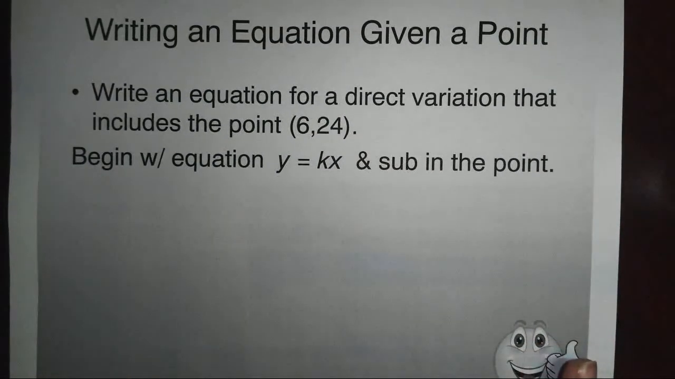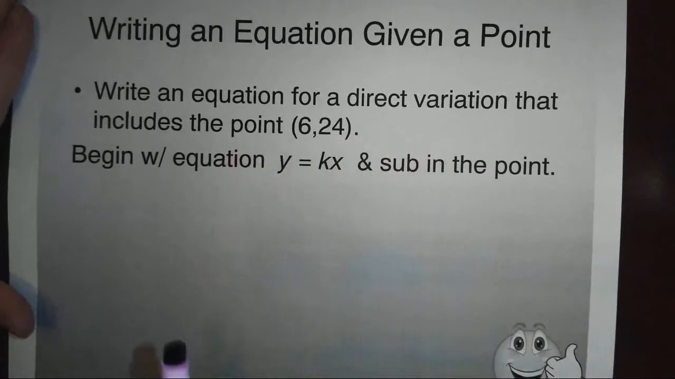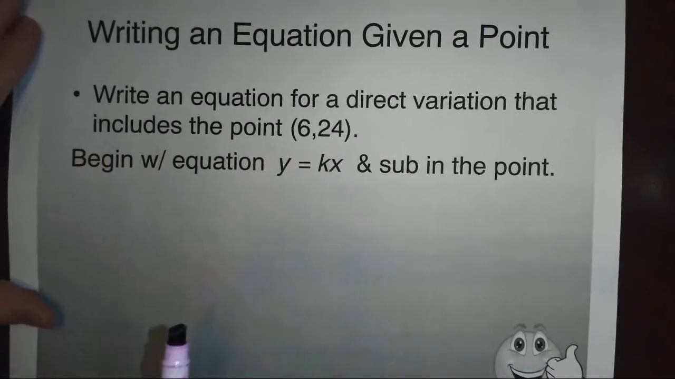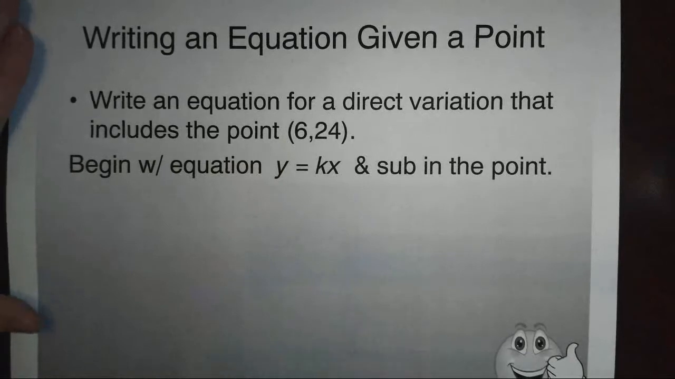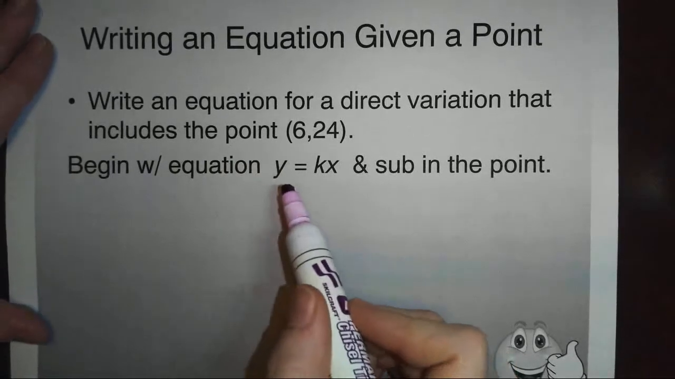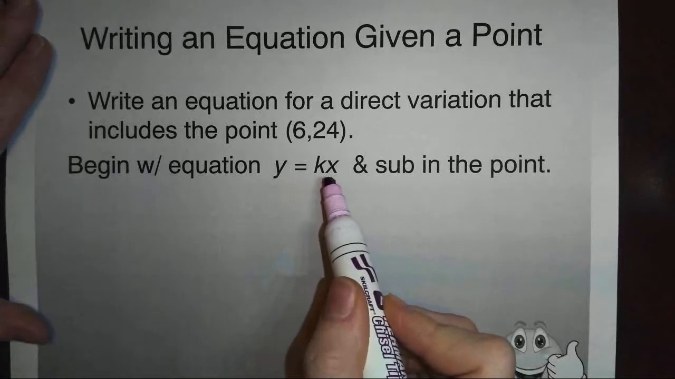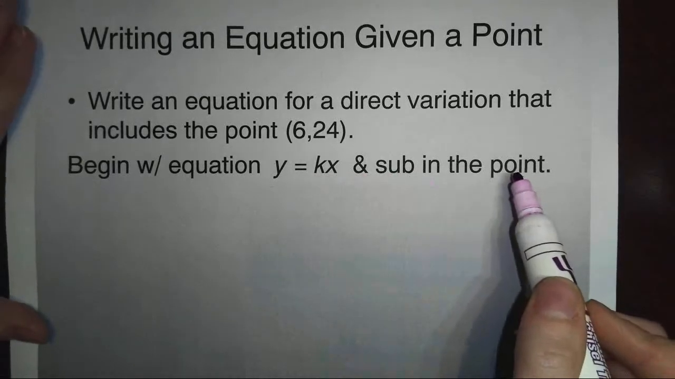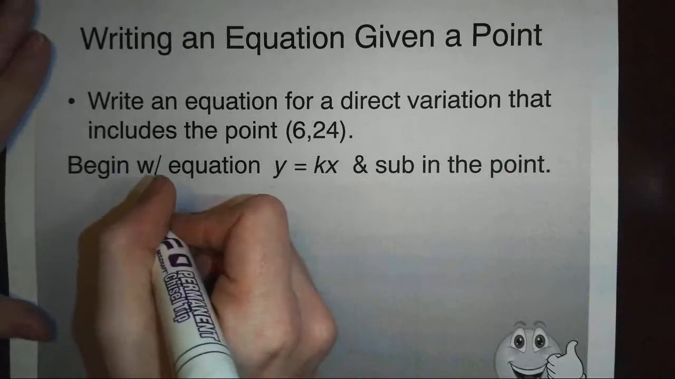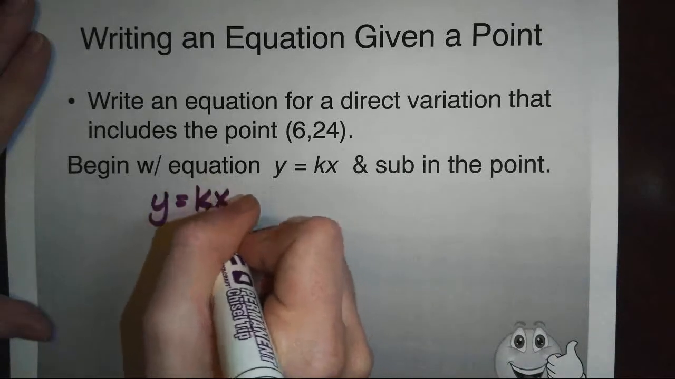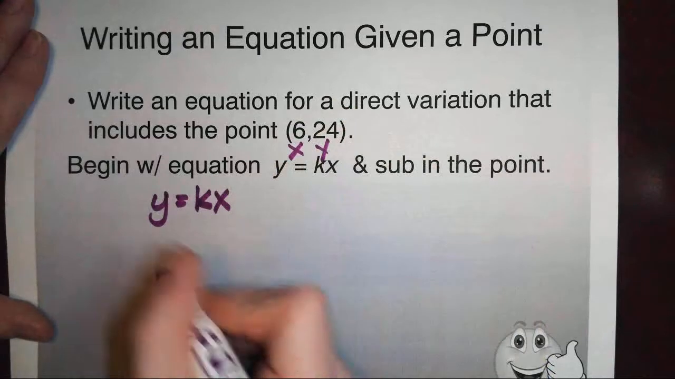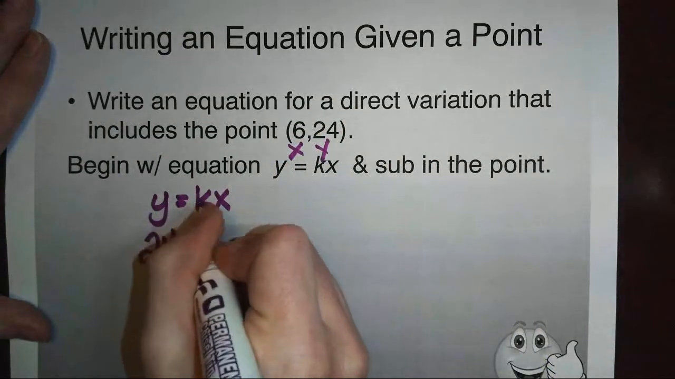Sometimes we need to write a direct variation equation given a point. So in order to do that, we have to figure out what our constant of variation is. Here we want to write an equation for a direct variation that includes the point 6, 24. In order to figure out what k is, we are going to use our direct variation form, y equals kx, and sub in the point, or the x and the y value. So we've got y equals kx, and we know that x is 6 and y is 24, so we'll plug those numbers in.